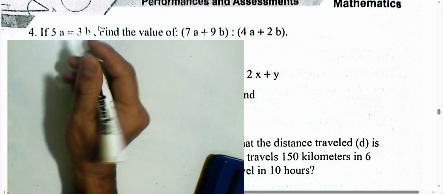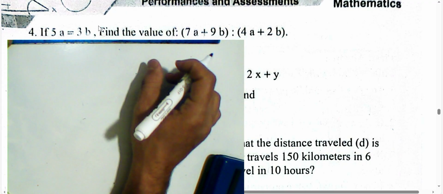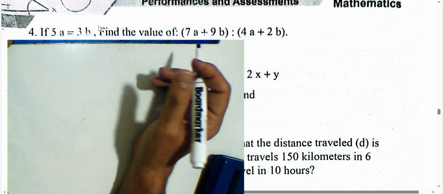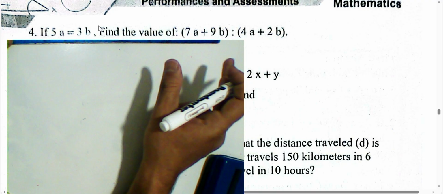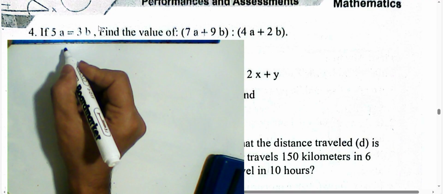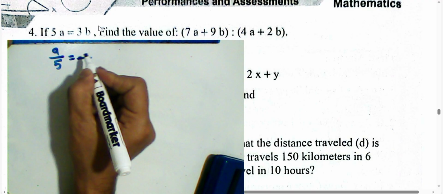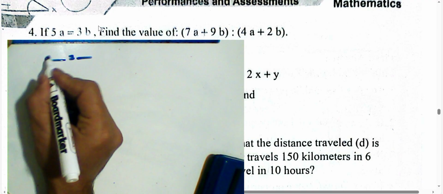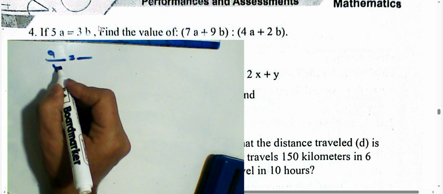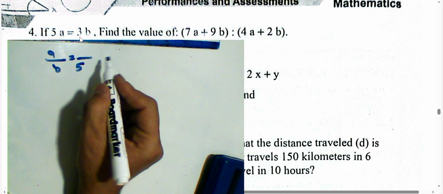This is question number 4. If 5A is equivalent to 3B, find the value of this expression, which is about numerator and denominator: the value of 7A plus 9B divided by 4A plus 2B. First step, we can write the ratio here. A over B. What's the multiplier of A here? A times 5, write 5 here, and B times 3, write 3 here.